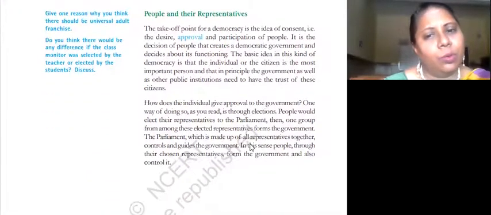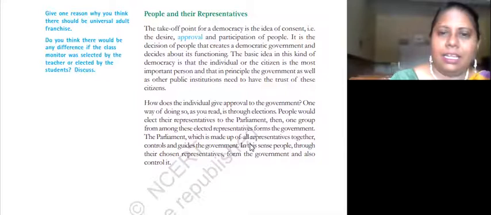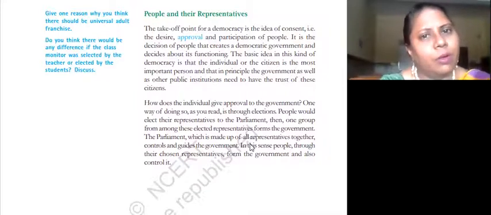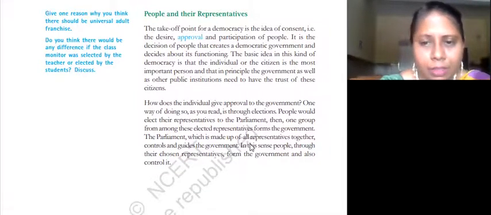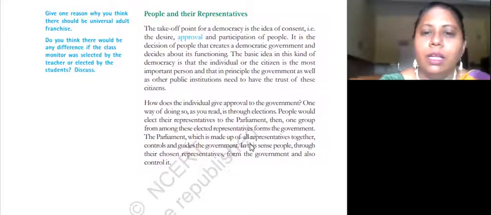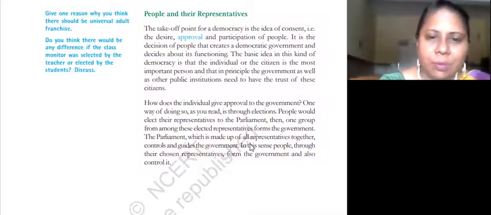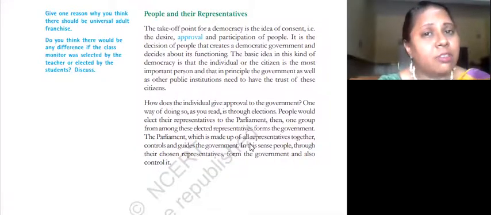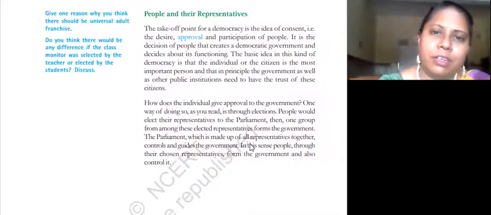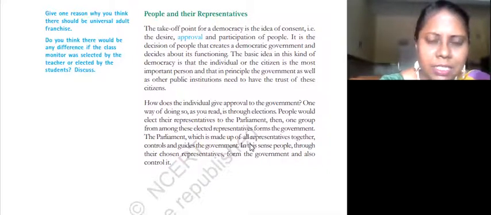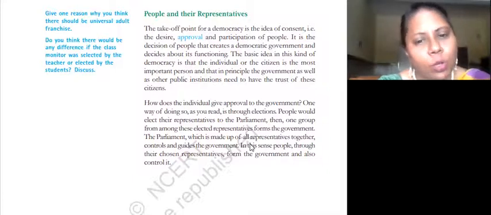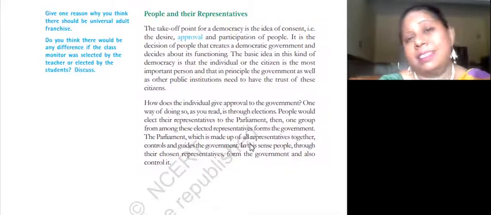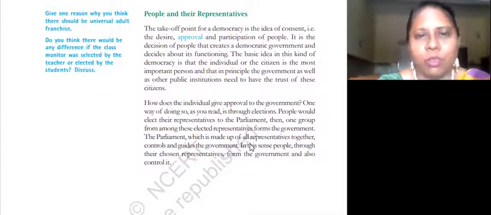Now, we'll see that in a democracy, because all are given importance, the decision of the people creates a democratic government and decides about its functioning. This is the basis of any democratic country, because all democratic governments function according to the will of the people. As rightly said, democracy is of the people, for the people, and by the people.